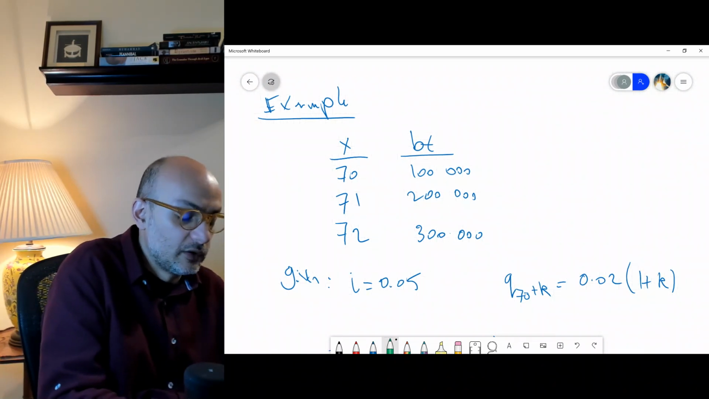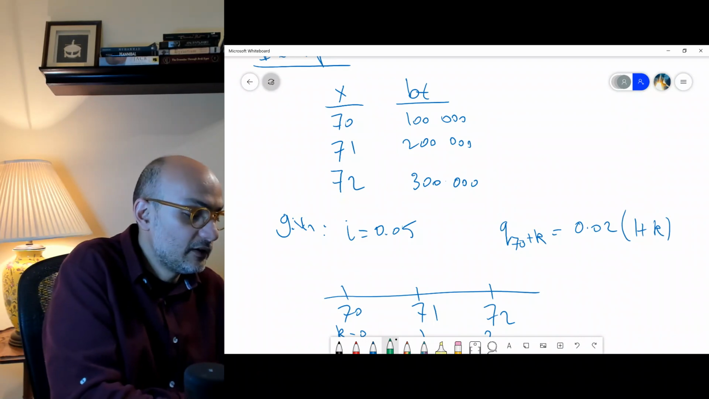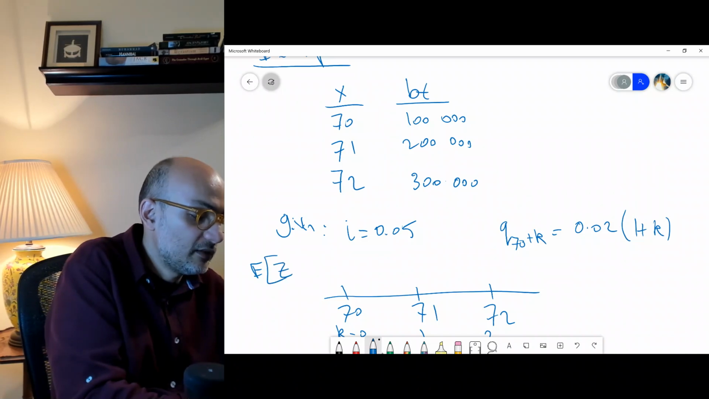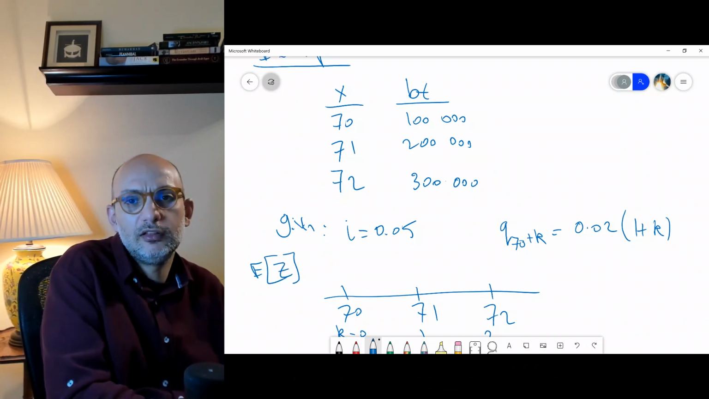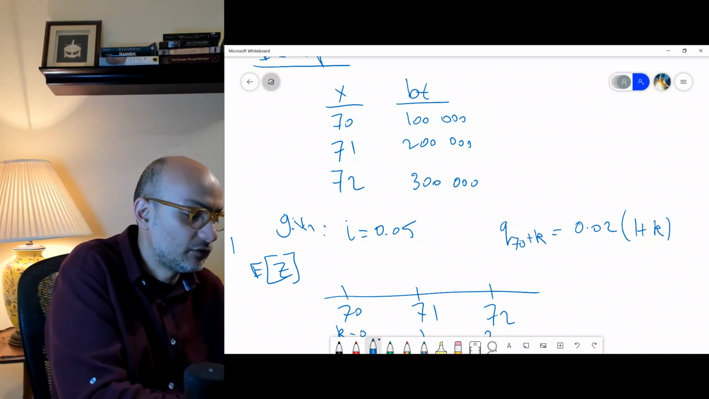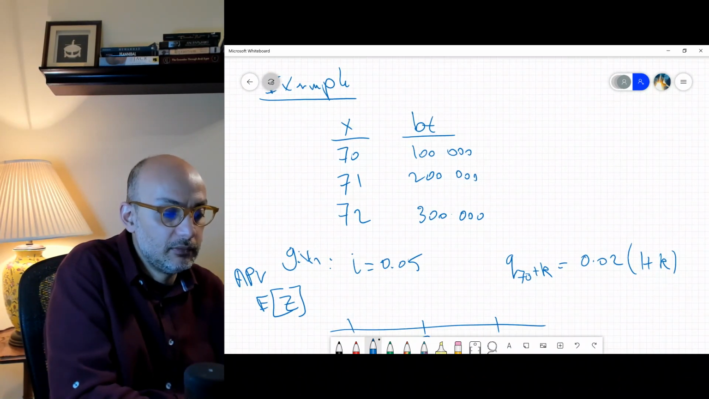Let's solve this equation. What is the question asking us to find? The expected value of the present value of this benefit. So we need the expected value of the present value, the actuarial present value of this benefit amount. It's a 3-year term insurance.